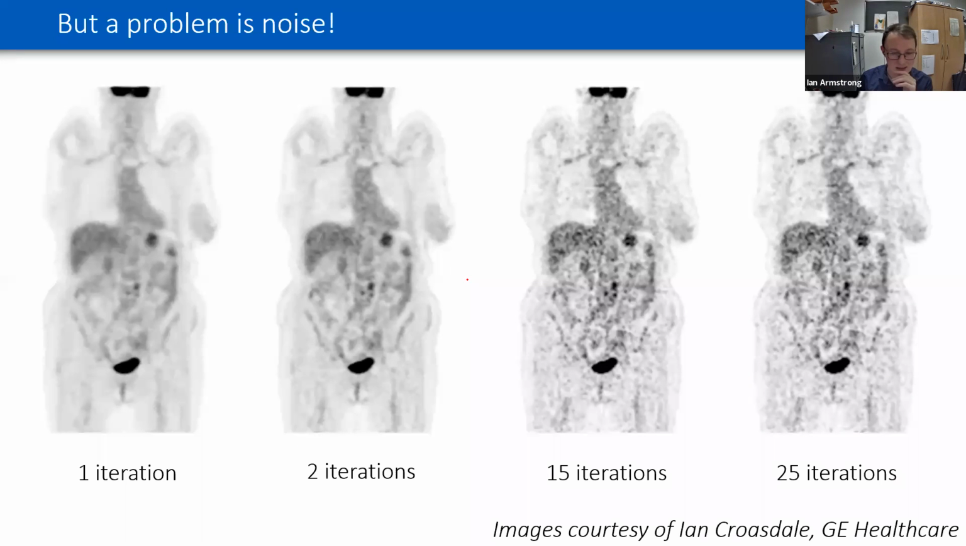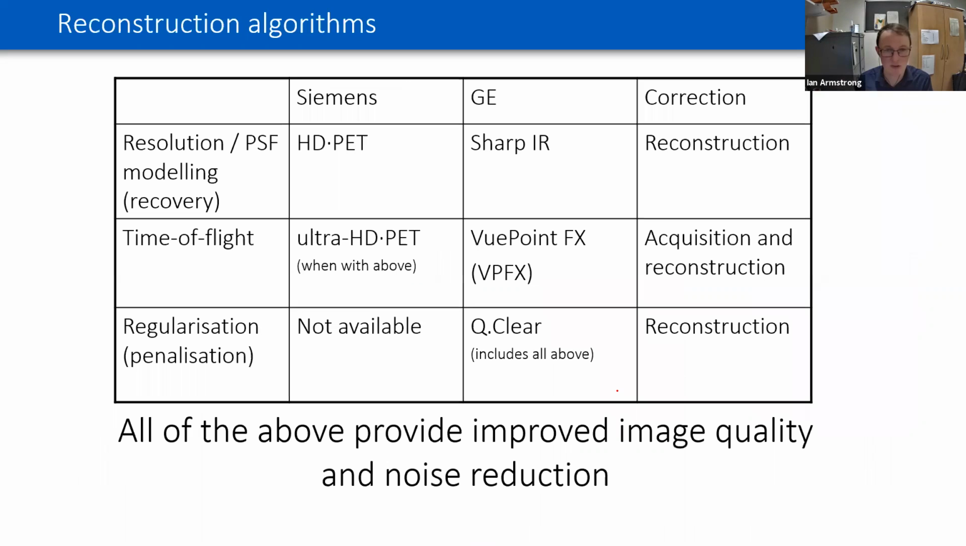And so this is a nice example of this. We can see that as we go to increasing numbers of iterations, our images may, if we draw large regions, a large region in the liver, for example, the mean may get more accurate, the SUV mean, but you can see here we've got substantial image noise, which basically makes this image non-interpretable. So there are lots of things that we can do to try and control that.